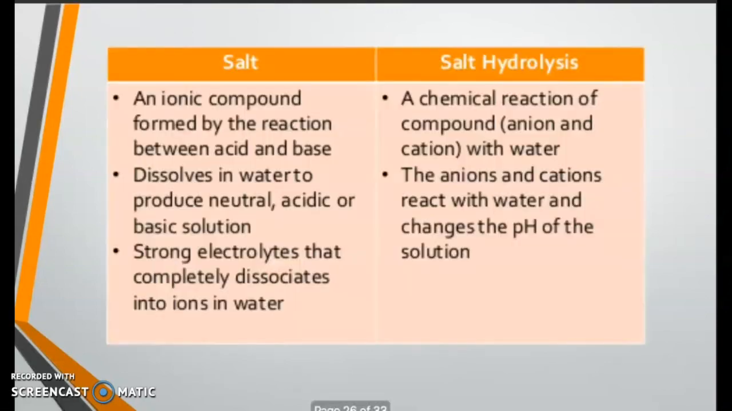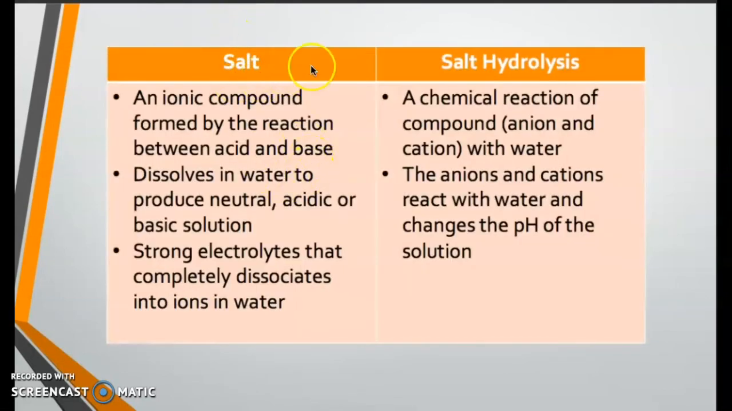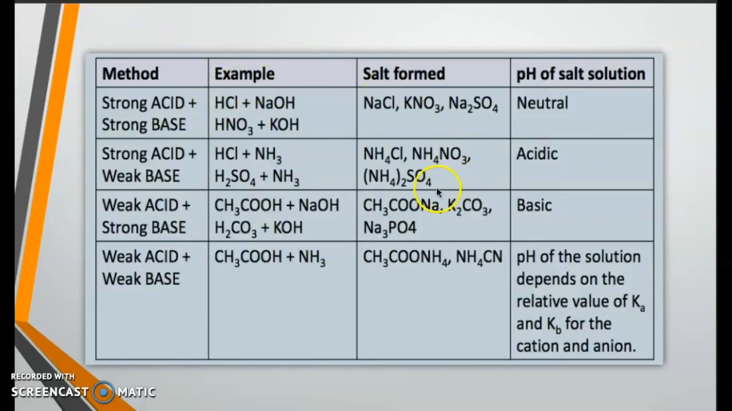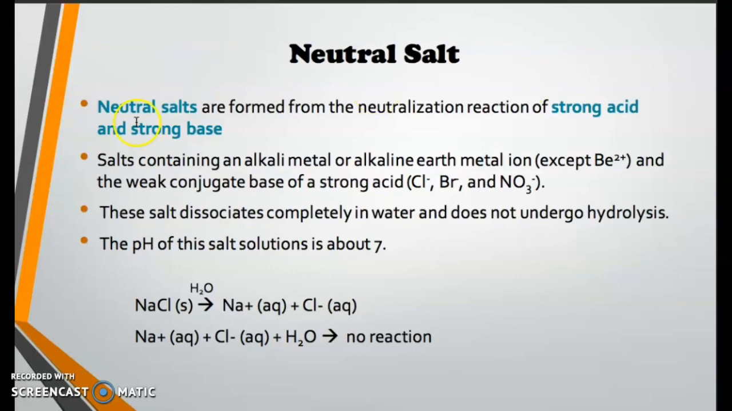Hydrolysis reaction. This is the definition of salt and salt hydrolysis. This is how you identify the pH of a salt solution. Neutral salt: salts containing an alkali metal or alkaline earth metal ion, except beryllium ion, and the weak conjugate base of a strong acid, such as chloride, bromide, and nitrate. Their salt dissociates completely in water and does not undergo hydrolysis.